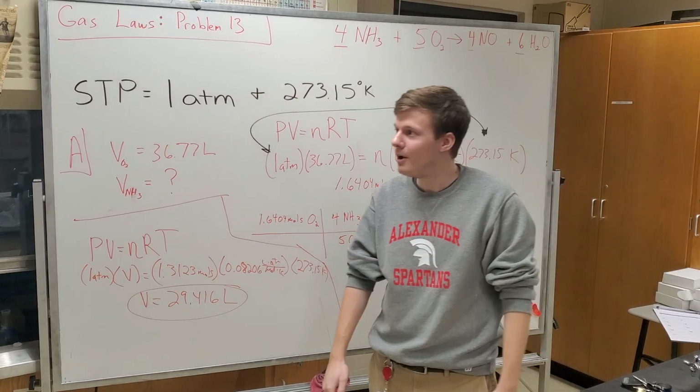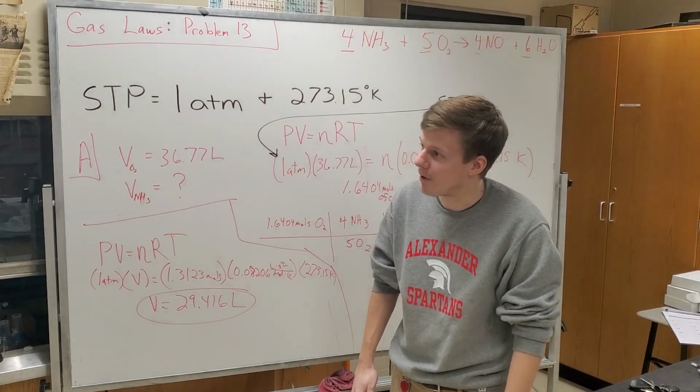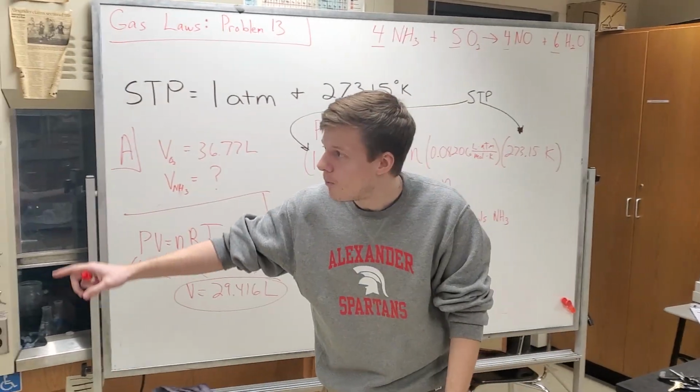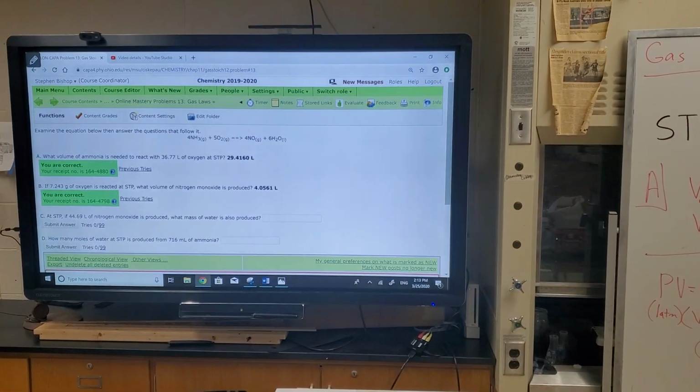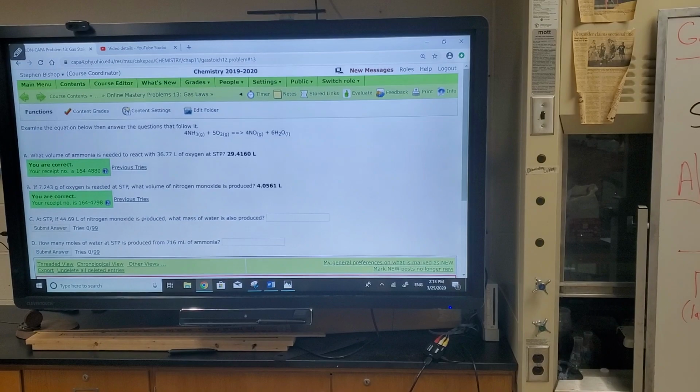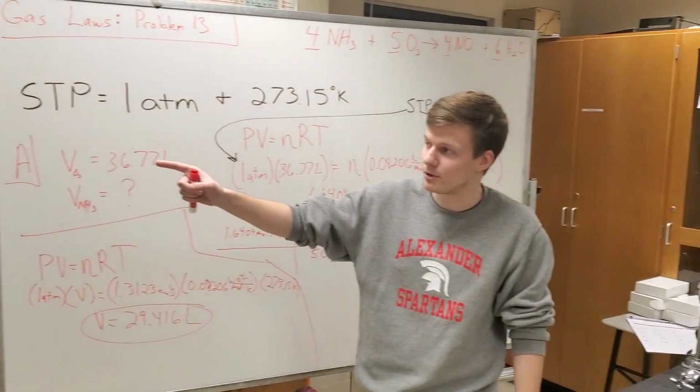So I'm going to help you out with our CAPA problem here. It looks like on this one we are trying to figure out the volume of ammonia that is needed to react with 36.77 liters of oxygen at standard temperature and pressure.